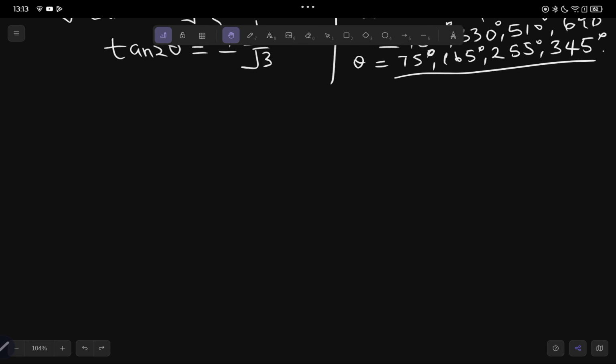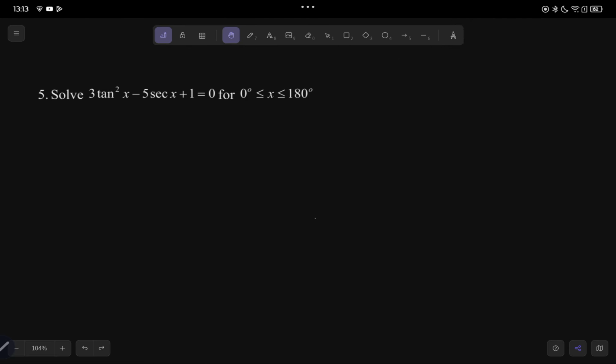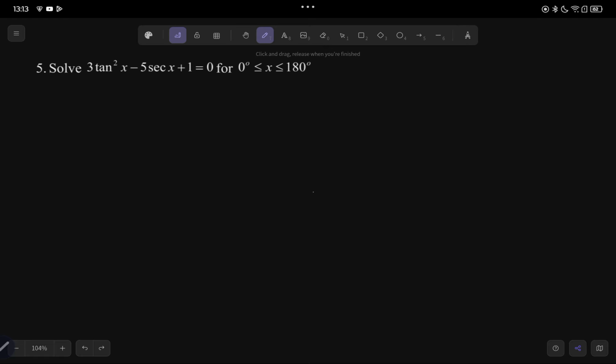Let's go to question number 5. It will be our last one. Question number 5. We have 3 tan squared x minus 5 sec x plus 1 is equal to 0. Now, this time they want it to be in the range from 0 to 180 only. So we are looking for only answers in the first 2 quadrants.